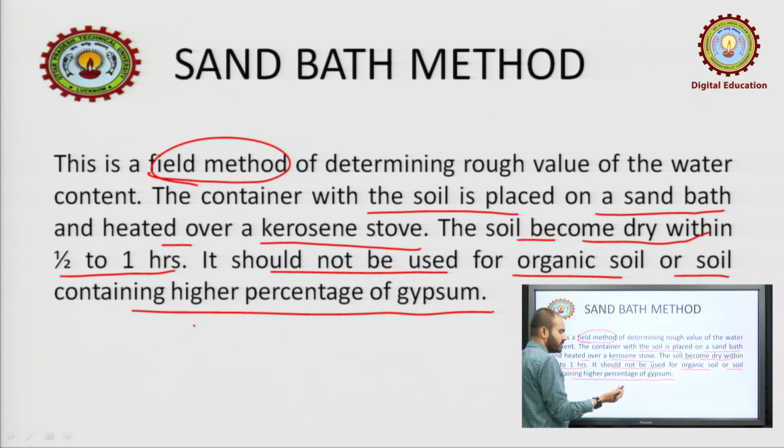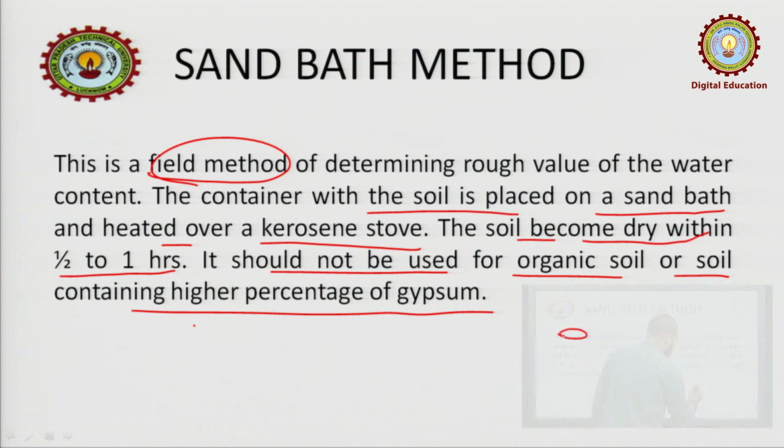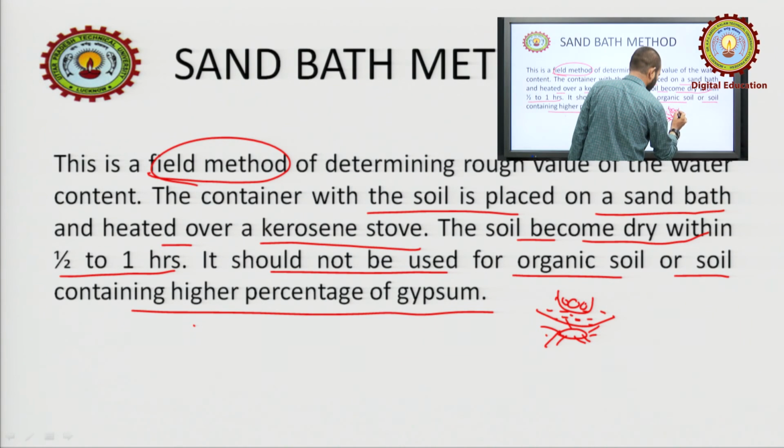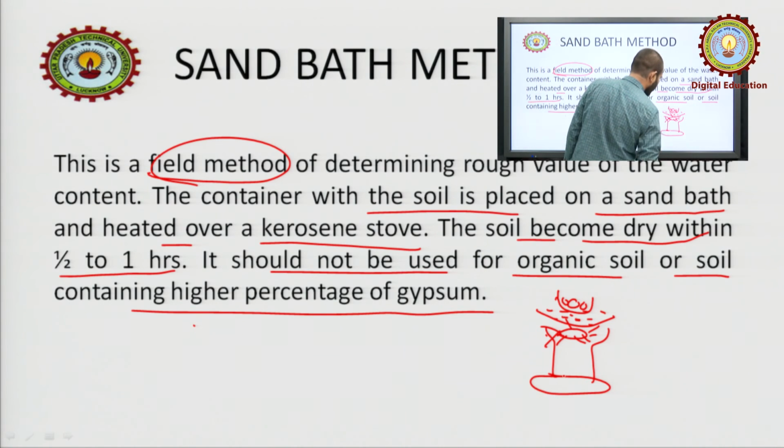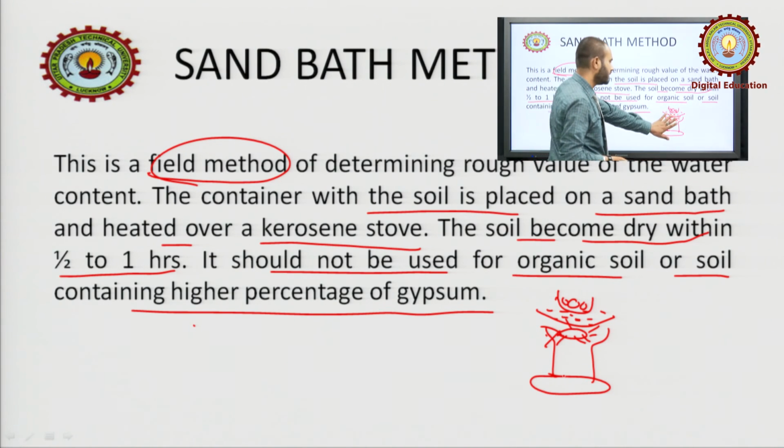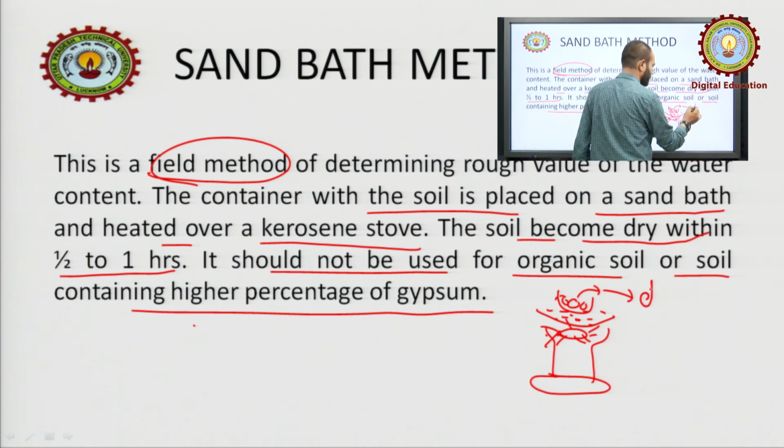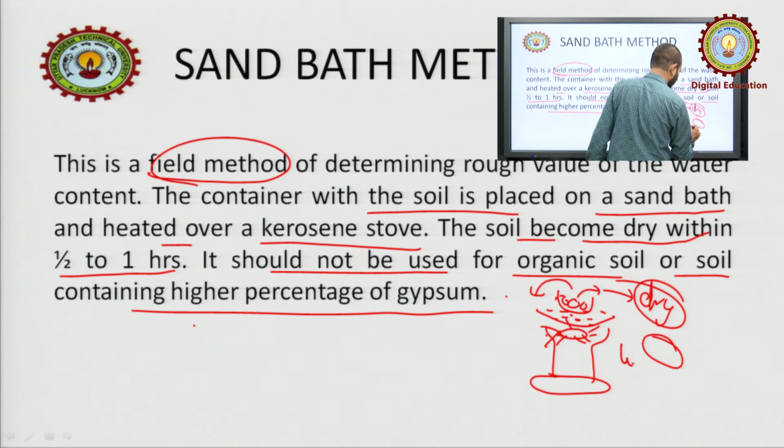What does this mean? In the field, we use a stove. Let me say this is a stove, suppose. We will use a sand bath, a container filled with sand, and on it we will put the container having the soil. We will heat it for half to 1 hour until it is totally dry. Then we will weigh it. Weigh first before putting it here, and after, the difference will give you the water content.